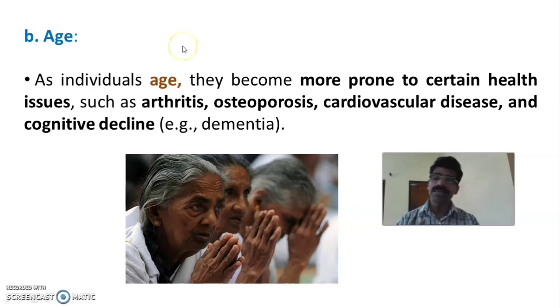So as individuals age, there are more chances to get certain health problems such as arthritis, osteoporosis, cardiovascular diseases and cognitive decline or intelligence and memory related problems such as Alzheimer's, dementia, etc. And even some of the diseases are very specific to some age. For example, children are prone to have infectious diseases, and at the same time old age people are prone to have cardiovascular and other disorders such as cancer, etc. So this is about how age influences, either positively or negatively, the health of the human being.